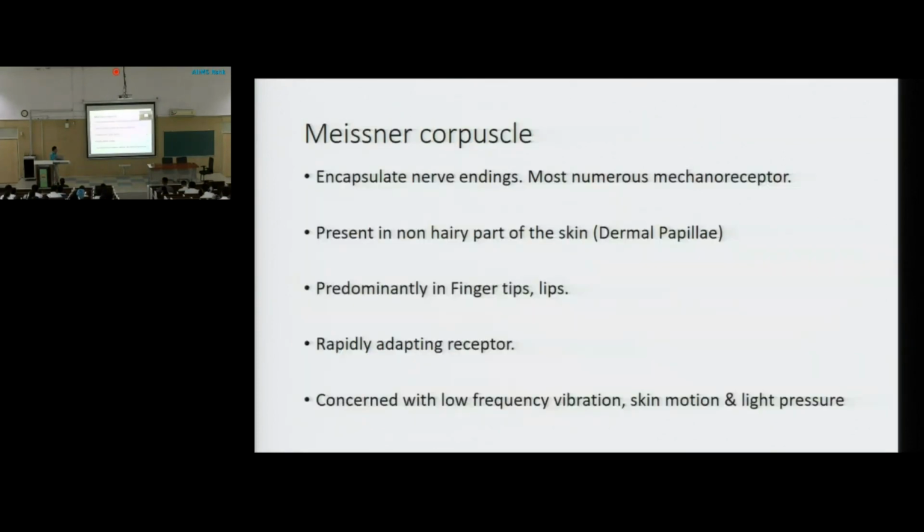Next is the Meissner capsule. It is also an encapsulated receptor, so now the endings are encapsulated. These are the most numerous mechanoreceptors in our body. They are present usually in the non-hairy part of the skin, predominantly in the fingertips and the lips. It is also a rapidly adapting type of receptor. It is concerned with low frequency vibration, skin motion and light pressure.